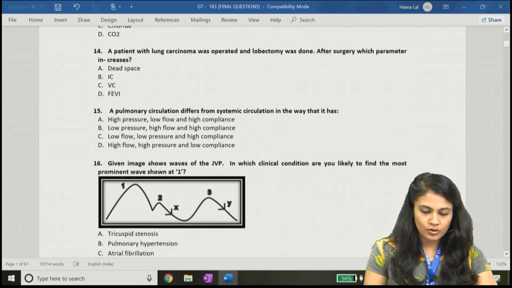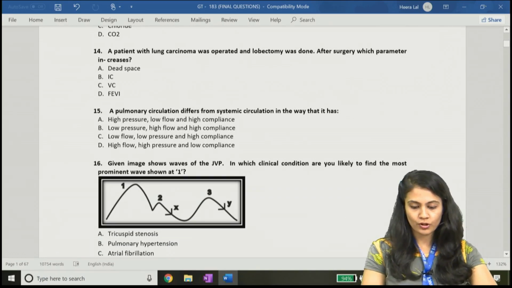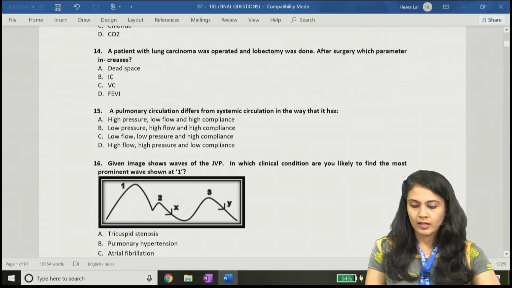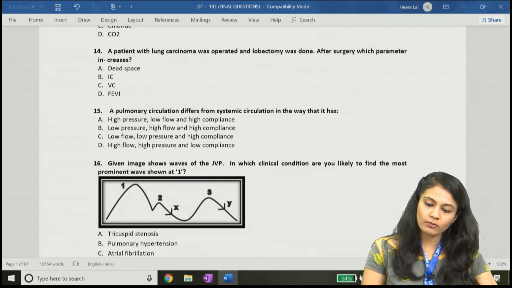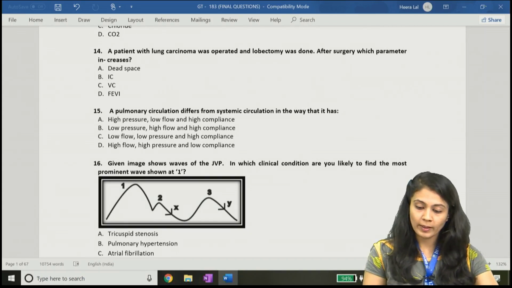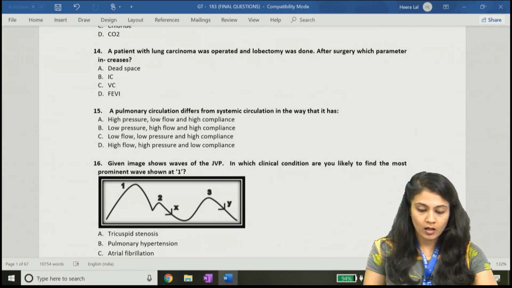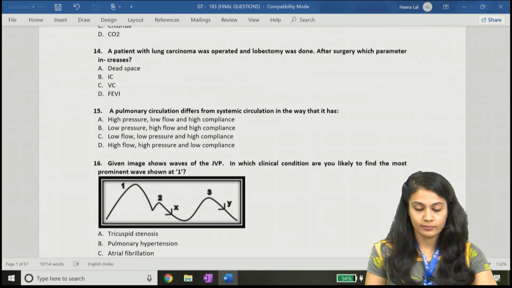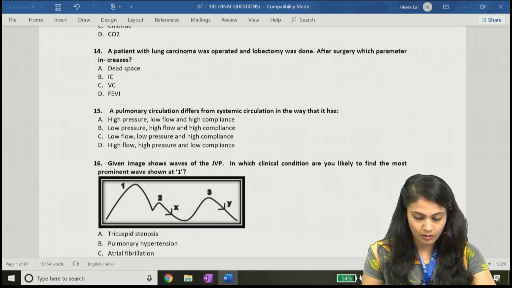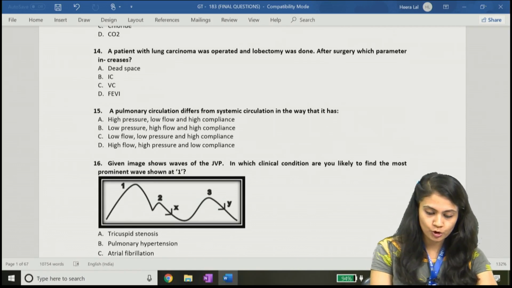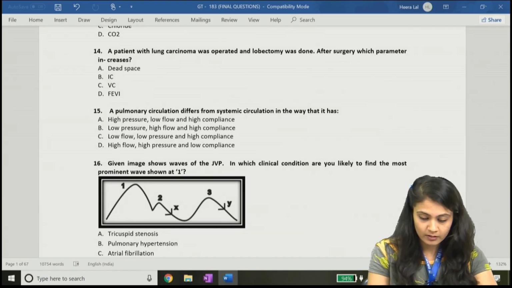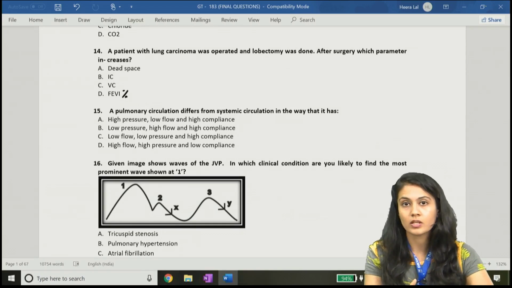Moving to the next question, question number 14. A patient with lung carcinoma was operated and lobectomy was done. Over here, the lobectomy is done. After surgery, which parameter increases? They ask about increase. There is a slight misprint over here in option D. It should not be FEV1, it should be FEV1 percentage.